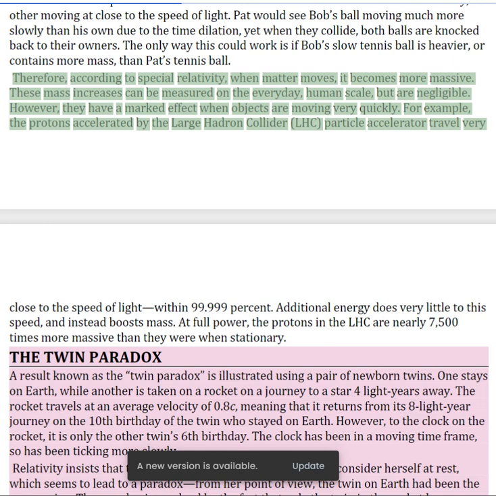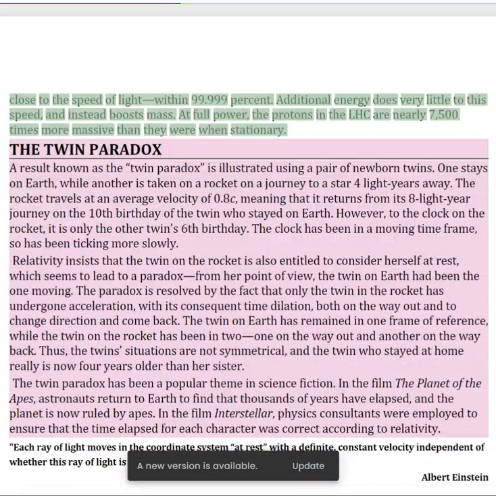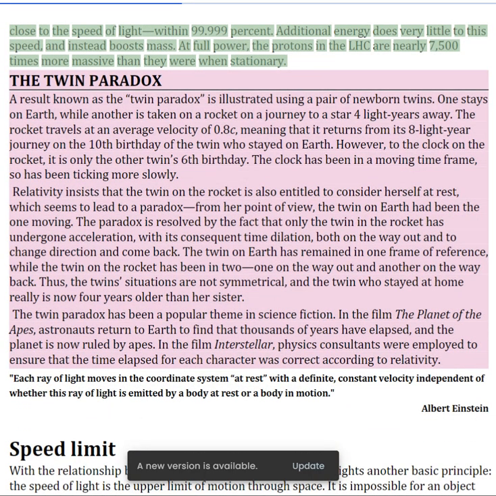These mass increases can be measured on the everyday, human scale, but are negligible. However, they have a marked effect when objects are moving very quickly. For example, the protons accelerated by the Large Hadron Collider particle accelerator travel very close to the speed of light. Within 99.999% of it, additional energy does very little to this speed, and instead boosts mass. At full power, the protons in the LHC are nearly 7,500 times more massive than they were when stationary.